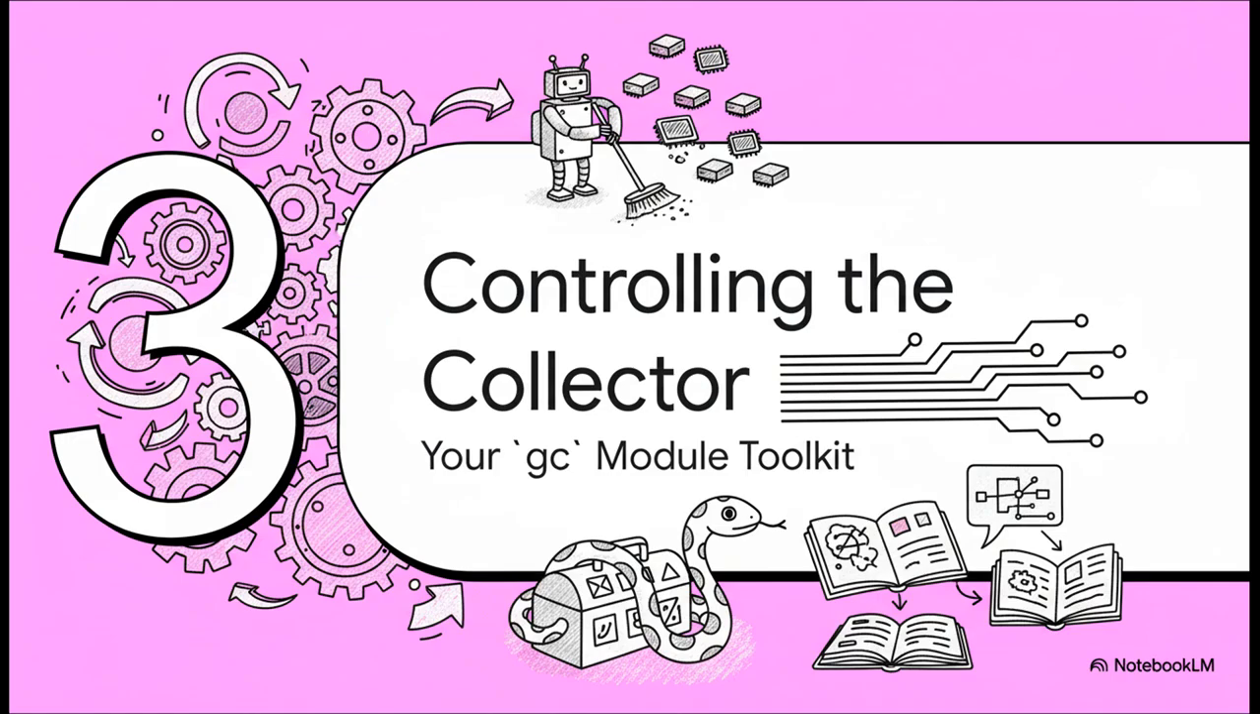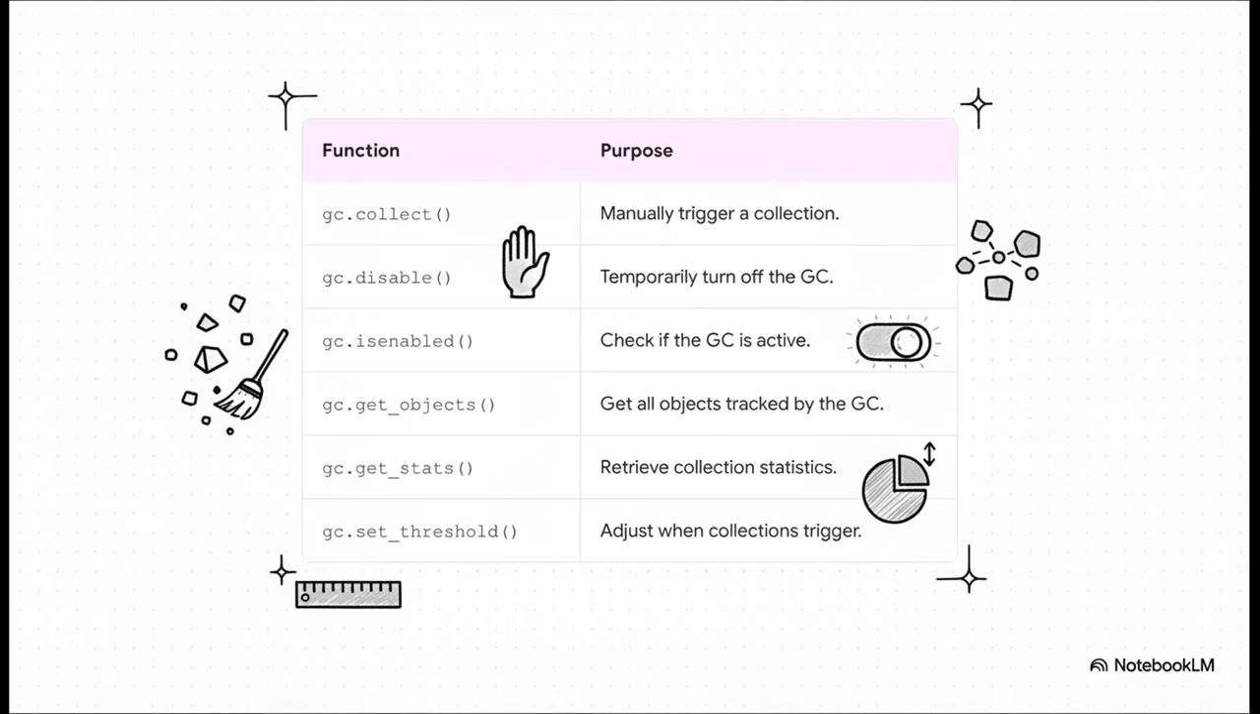Now, this all happens automatically, which is great, but it's not some magic black box. Python actually gives us a whole toolkit to interact with the garbage collector directly. It's a built-in module called GC. Let's take a look at what's inside. You can think of this as your personal control panel.